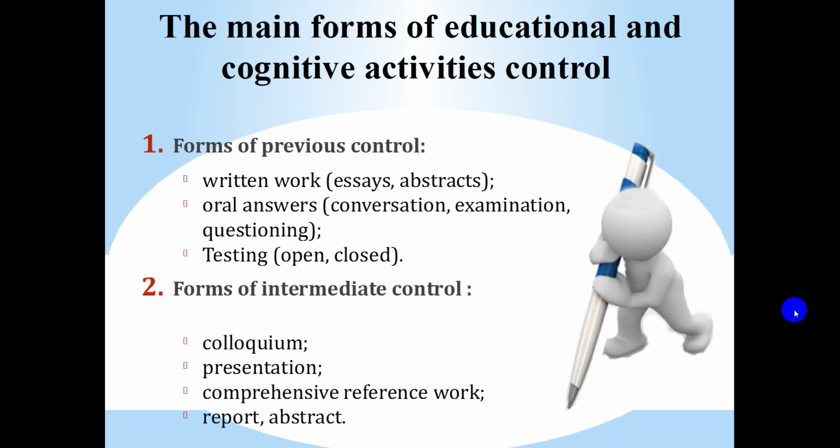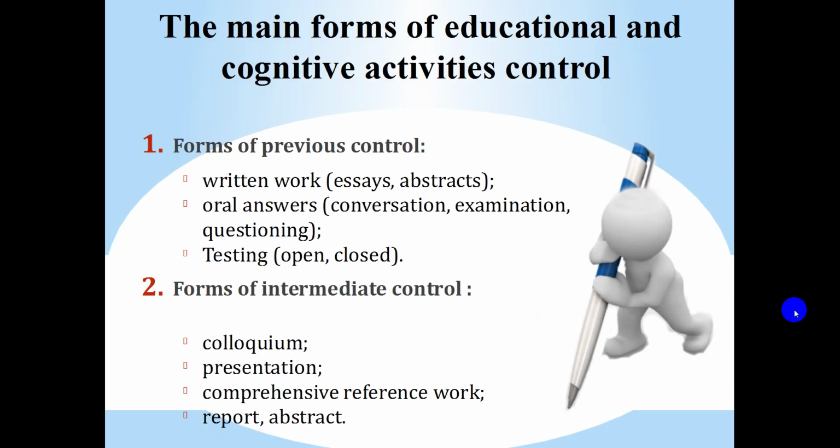The main forms of educational and cognitive activities controls we can name next. Forms of previous control. We can have written works, essays or extracts, oral answers, conversations, examinations, questioning, and testing. Tests can be open or closed.